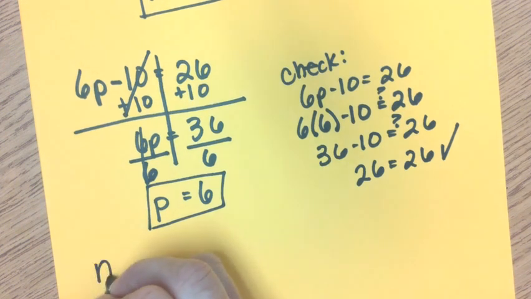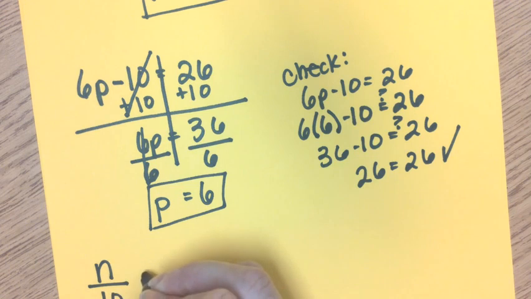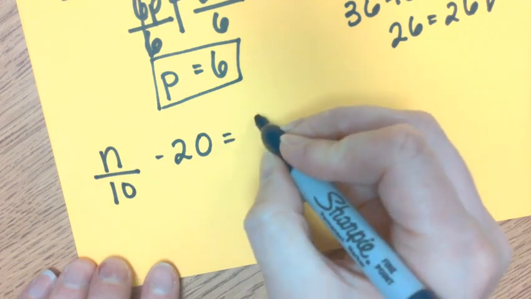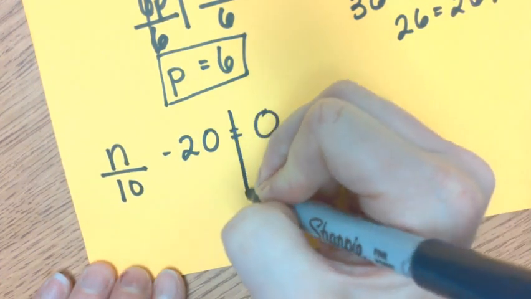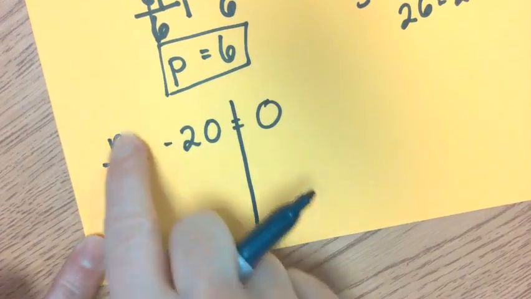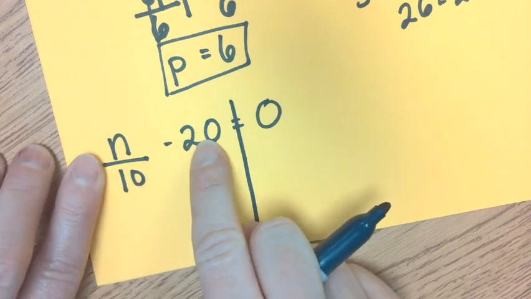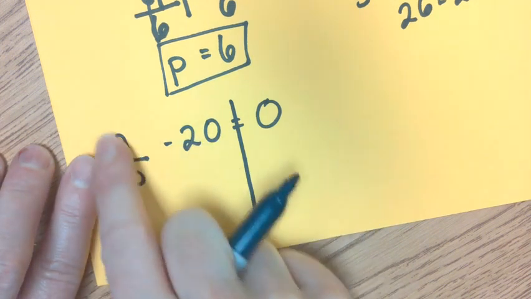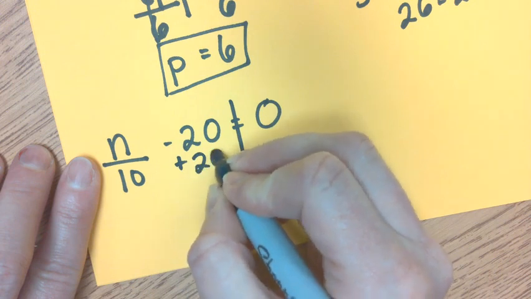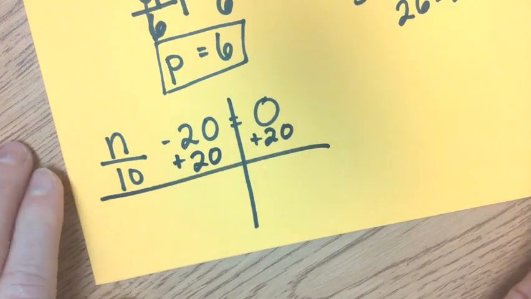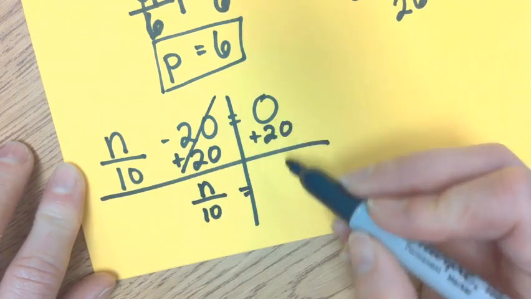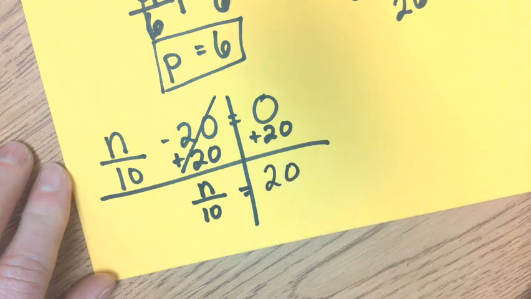Okay, let's do one more. n over 10 minus 20 equals 0. Okay, it's a little different, but we still see that n is with 10, so we're going to leave that here. But this negative 20 is what's keeping this n term from being by itself. So opposite of negative 20 would be positive 20. So now we have n over 10 equals 0 plus 20 is 20 still.